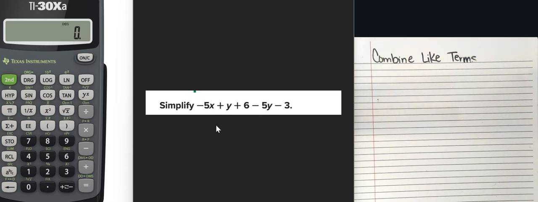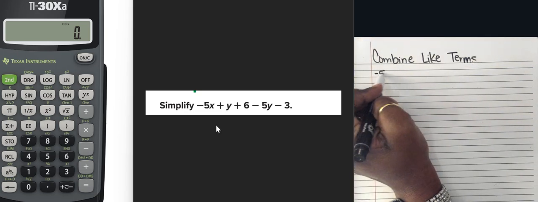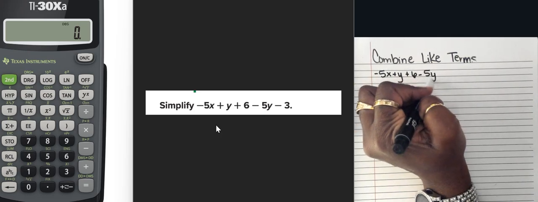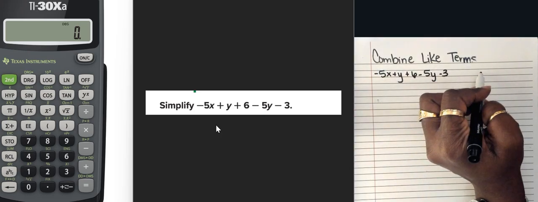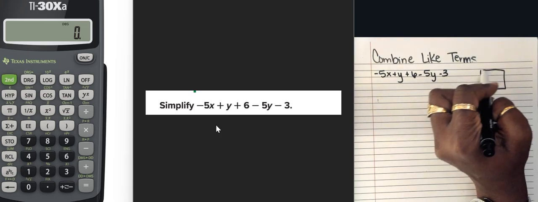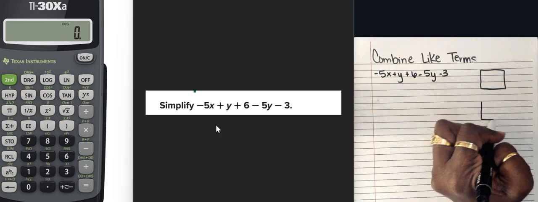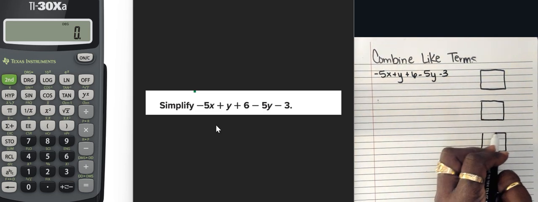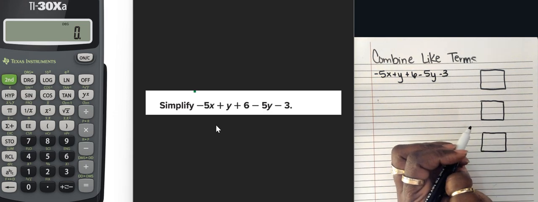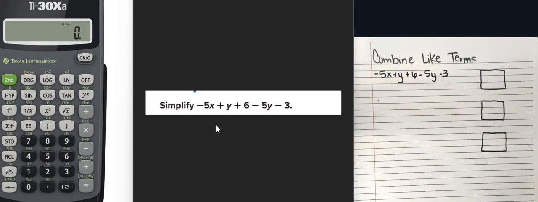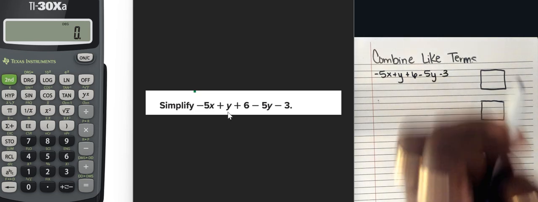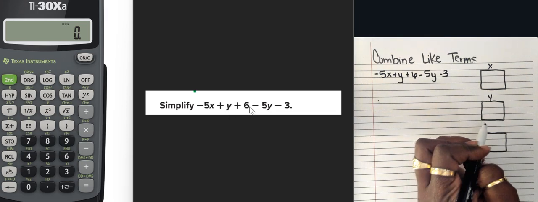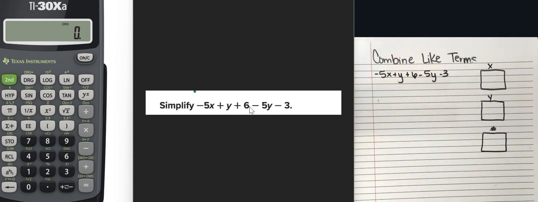Okay. So let's go on and first write down our problem. So we have negative 5x plus y plus 6 minus 5y minus 3. The first thing I'm going to do, and we're just doing this initially until we can better understand what we're doing, is create what's called a bin for each of our variables and constants. So far, I see that we have a variable x, we have a variable y. So I'm going to create a bin for x's, I'm going to create one for y's. And then I have what's called a constant, so I'm just going to put a hashtag to let me know that those are numbers only.